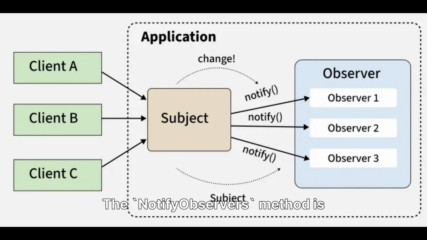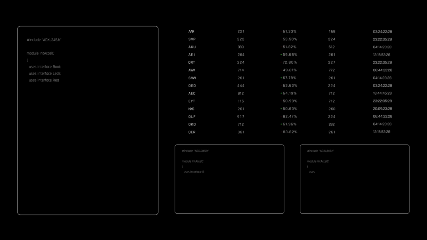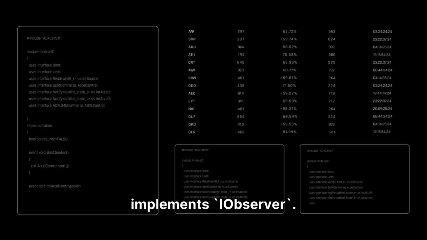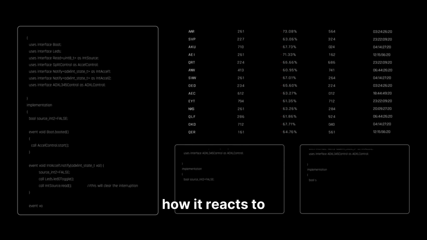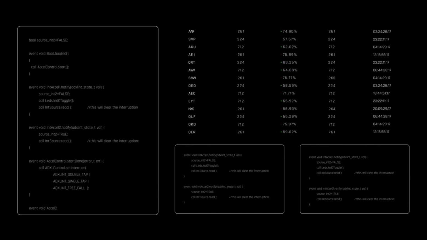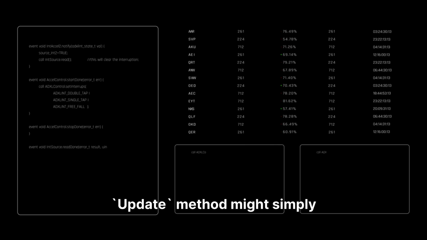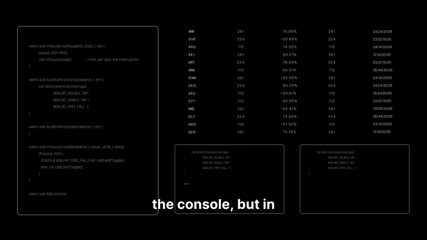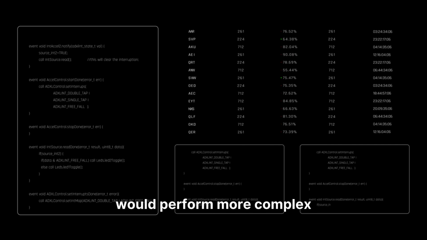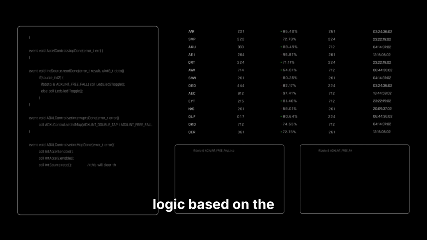The notify observers method is crucial within the subject class. It iterates through all registered observers in its list and calls their respective update method. This ensures that every interested party is informed about the state change, allowing them to perform their specific actions. Then, we create a concrete observer class that implements IObserver. This class will define how it reacts to updates received from the subject. For demonstration purposes, its update method might simply print a message to the console, but in a real application, it would perform more complex logic based on the notification.